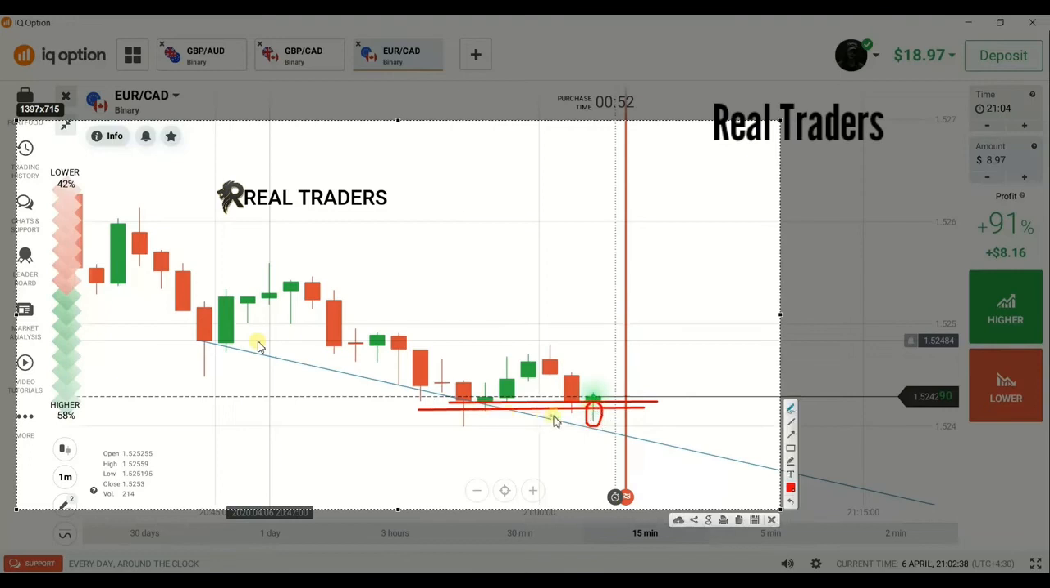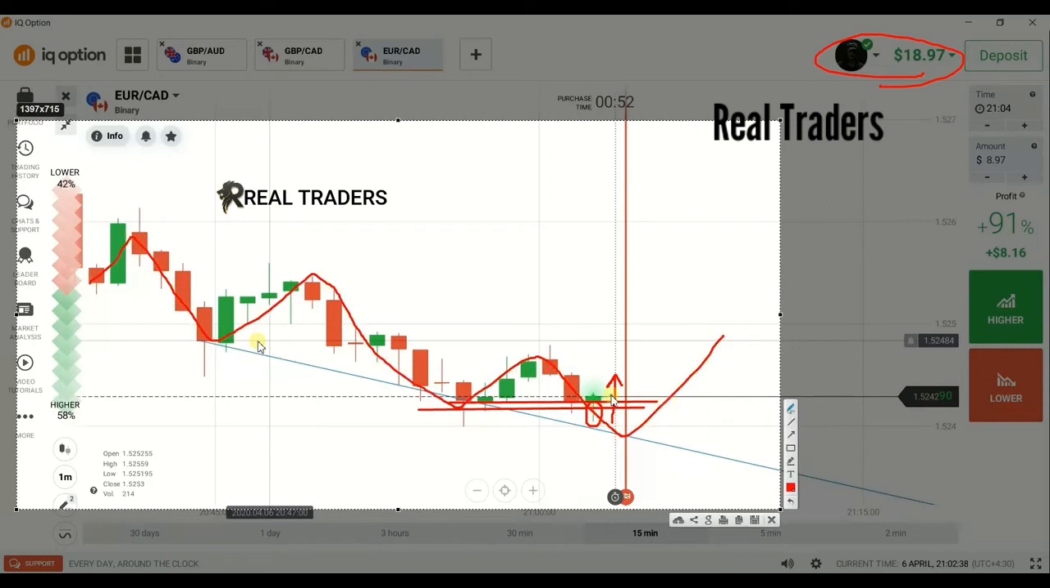There is a level. People place the higher option, they lose, and the candle closes as a bearish candle, and they think the market is different in a real account, but it is not different. You don't know some small points in the market. You don't watch this movement in the market.